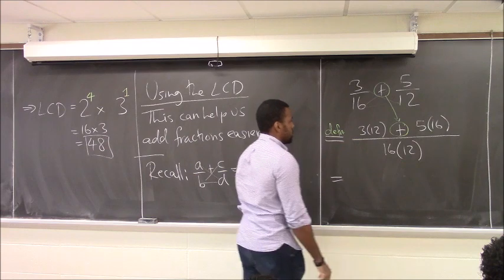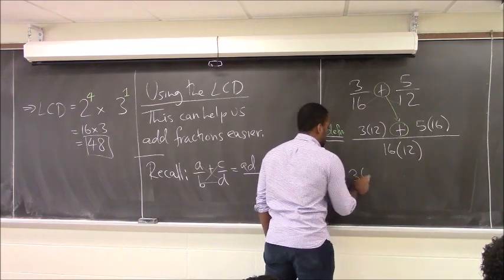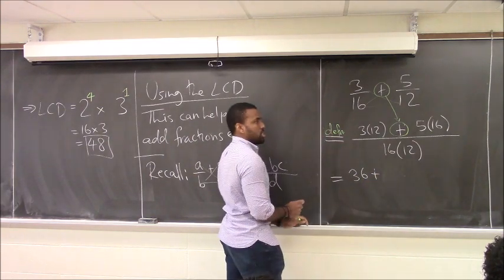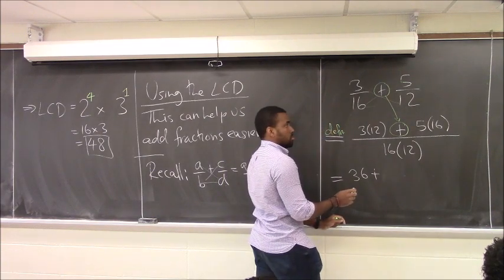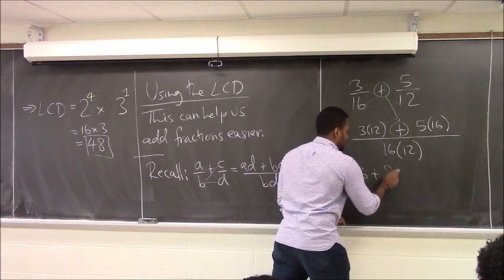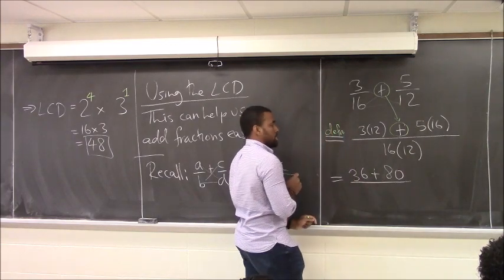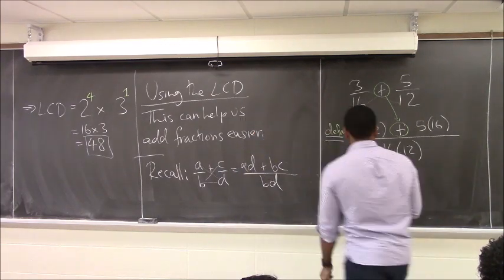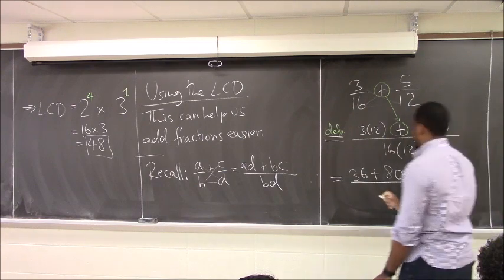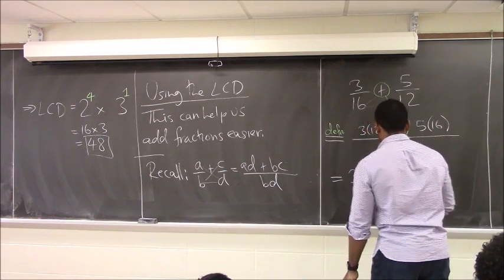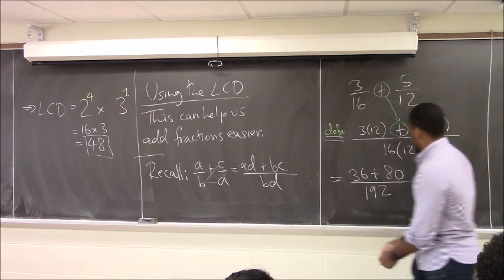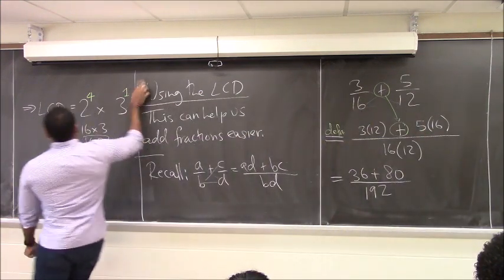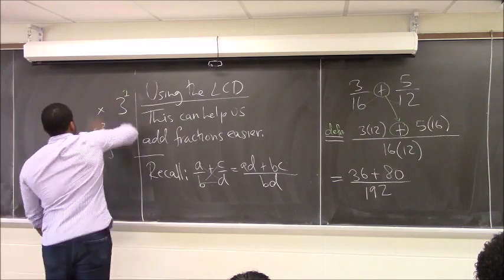Let's reduce. Let's go through this. What's 3 times 12? 36. 5 times 16? 80. 16 times 12? 192.